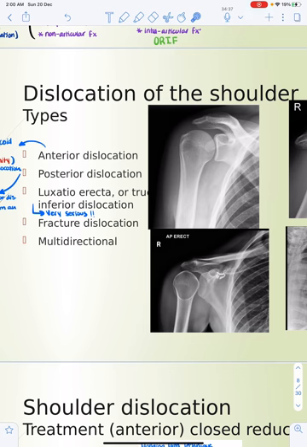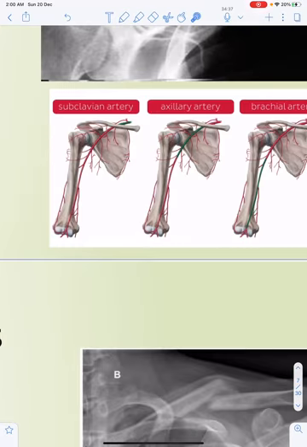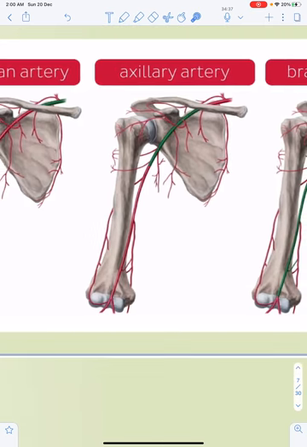Why is that? Let's recall some anatomy. What runs below the humeral head? This is the humeral head. What structures pass from here? Let's go back to the picture behind. Look here, this is the humeral head. Below it I have the axillary artery. Imagine the humeral head coming down, it's going to compress this artery.